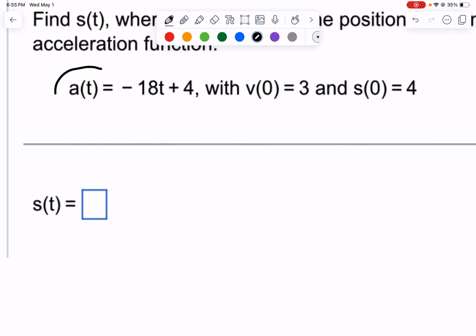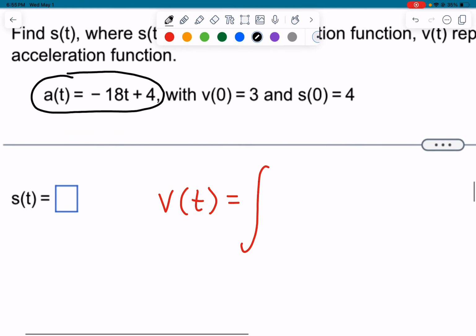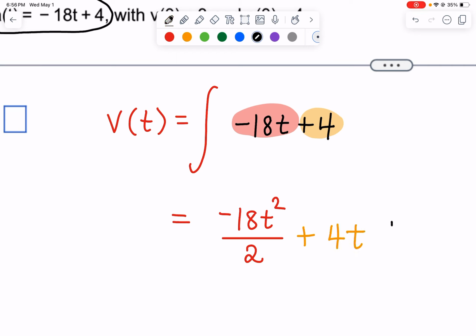Look, we're given the acceleration function, and we have to go our way back, okay? So let's first find the velocity function by integrating that acceleration function given. So the velocity is the integral of negative 18t plus 4. So what's that going to give us? First, negative 18t, the antiderivative is negative 18t squared divided by 2. And then we're going to have to put plus 4t. Don't forget to put plus c.